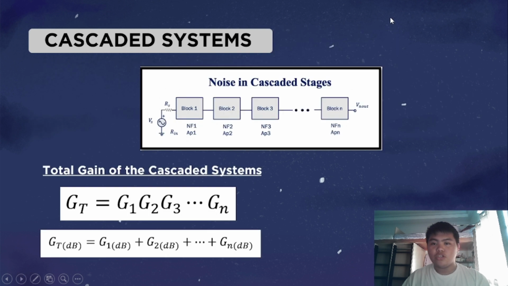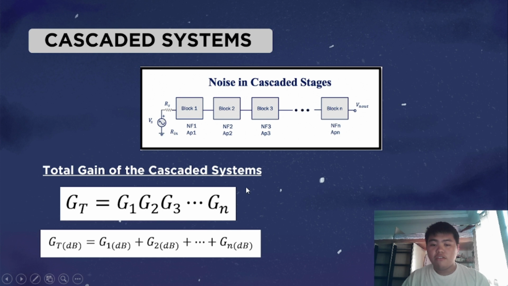So we need to also consider cascaded systems, where it involves blocks or amplifiers connected in a single circuit, which we can express as the total gain of the cascaded system as G sub T is equal to G sub 1 times G sub 2 times G sub 3 until G sub N. However, if we express it in terms of decibel, we simply add them up. So we have G sub T in decibel is equal to G sub 1 in decibel plus G sub 2 in decibel until G sub N in decibel.